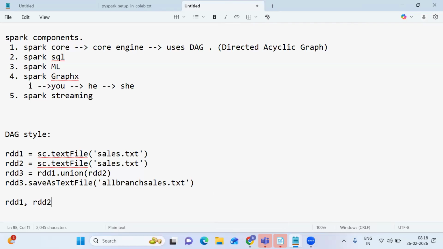RDD1 and RDD2 will be executed parallelly. At a time they will be loaded into RAMs. Maybe RDD1 is branch 1 data, and think that Sales2 is branch 2 data. To read branch 1, there is no dependency with RDD2. To read RDD2, there is no dependency with RDD1. That's why both should be executed parallelly. After completion of both, then only RDD3 is triggered.